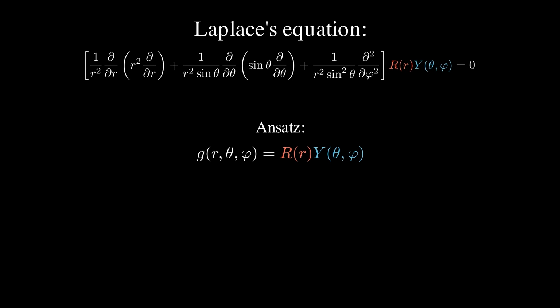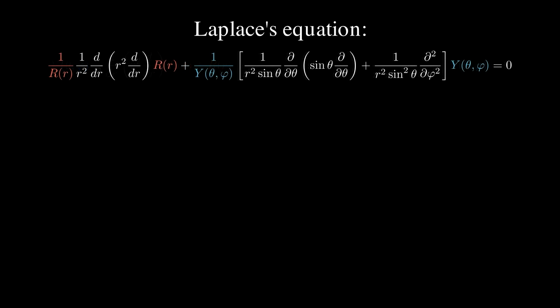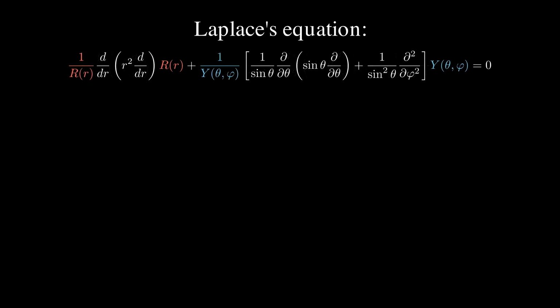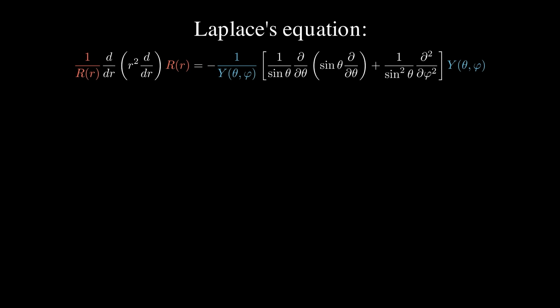Plugging this back into our original equation, this leads us to the following equation. The derivative operators now only act on their corresponding functions, while the other function is left untouched. And since R is only a function of one variable, we can write its partial derivative as an ordinary derivative. If we now divide the equation by g equals R times Y, we obtain the following expression. Let us now multiply both sides by r squared, and rearrange the terms such that on one side of the equation we only have radial dependencies, and on the other side we only have angular dependencies.